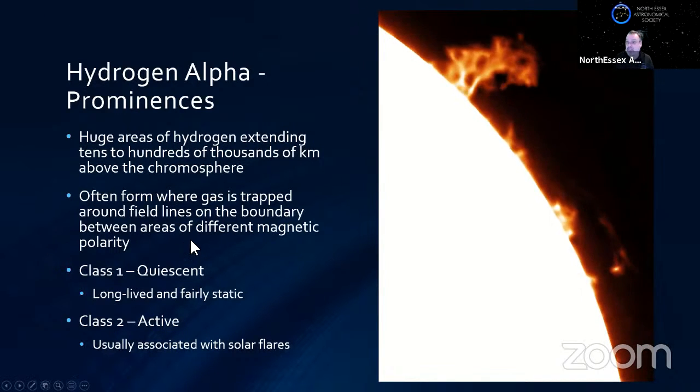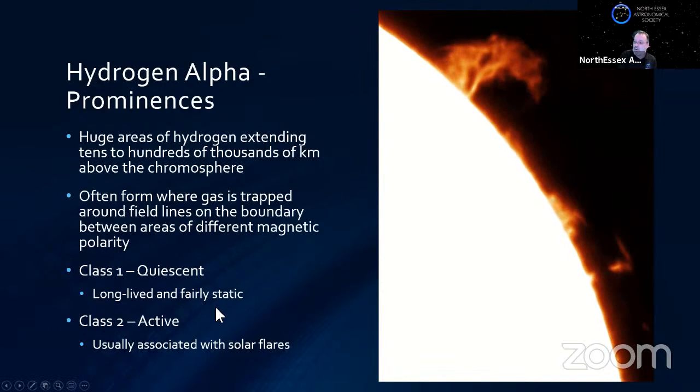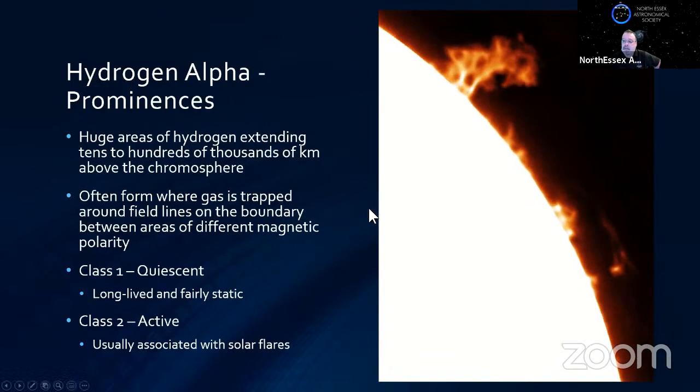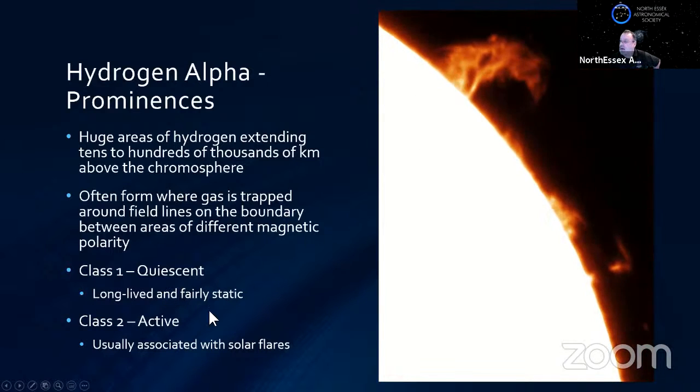There are two types of prominences. There are what we call quiescent prominences that are quite long-lived and fairly static. They don't change very quickly. And this is a quiescent prominence here. I know it looks like it's changing a lot, but as you'll see in a minute, it's actually not particularly active. They do change over time, and they can appear and they can disappear.